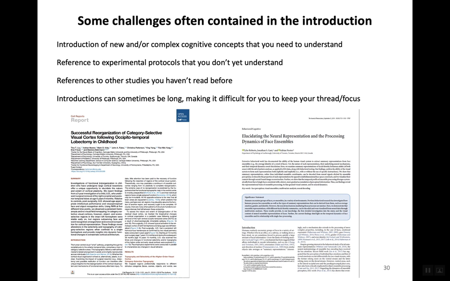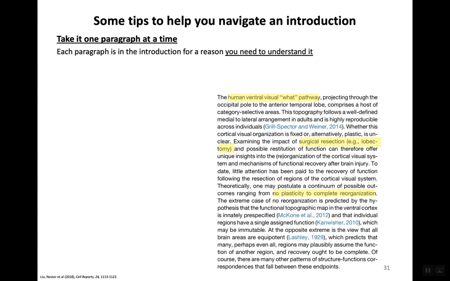And we're going to quickly look at two papers. One of them is a paper that I co-authored 2 years back along with a number of researchers from Carnegie Mellon University. And this paper looked at recovery after surgical resection of parts of the occipital temporal lobes. But let's try to go through this more strategically, more systematically, and see how can we navigate an introduction.